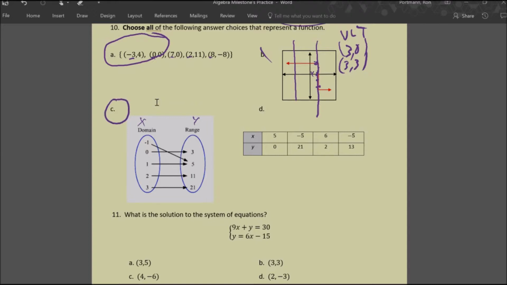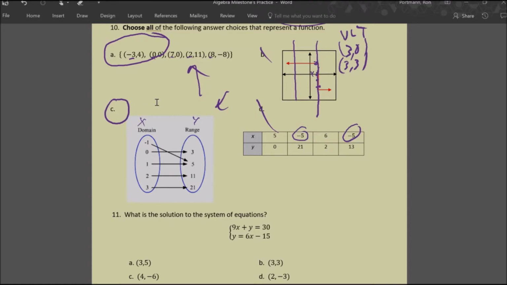A table is the same thing as a relation, which is up here. It's the same thing as a mapping. It's just a different way of presenting it. We have 5, -5, 6, -5. Well, I look here and I have a -5 and a -5. They're repeating. The x is repeating. The y value is different. Therefore, this is not a function. Okay, your answer for this one is just a and c.